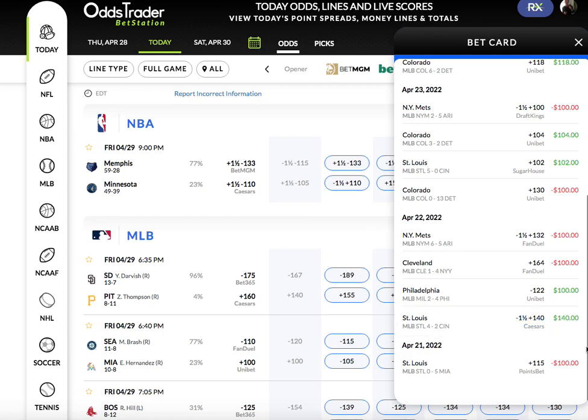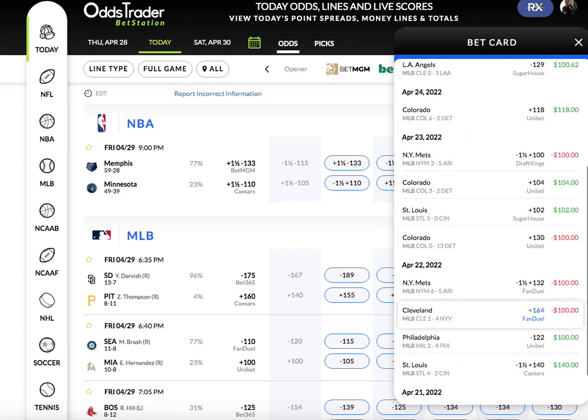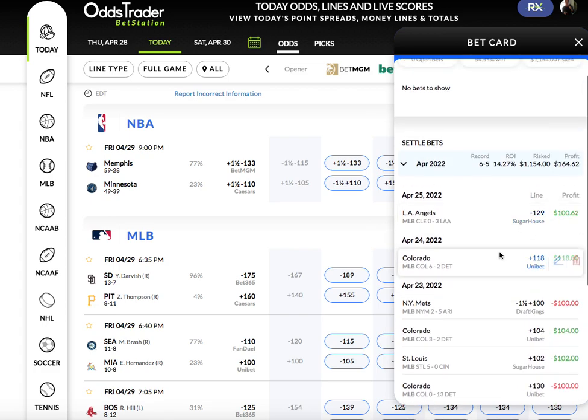but turned a profit there with St. Louis. You look at the next day, went 2-2, turned a little bit of profit. 24th, next day, cash with Colorado, and then on the 25th, cash with the Angels. Now, what's cool about using a service like Odds Trader, obviously it's free to do this.